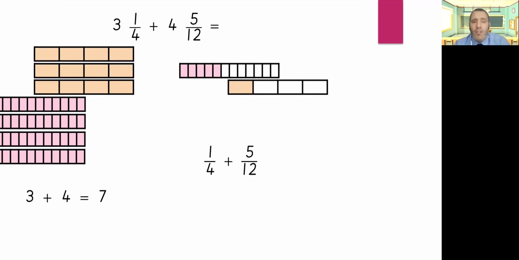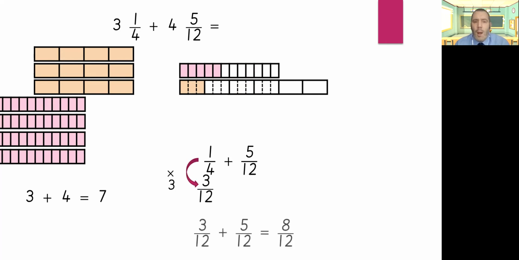We've done these. We've practiced these lots. So we need to find our equivalents first. So we're going to make 1/4 into an equivalent for our 12ths. So we're going to multiply that by 3. So I have 3/12 plus 5/12 gives me 8/12. So I can write my answer as 7 and 8/12.